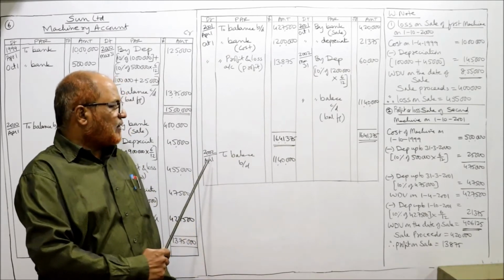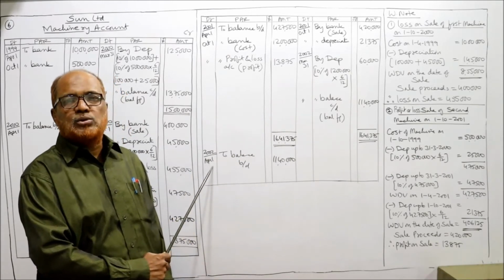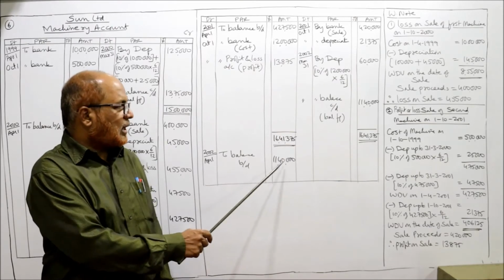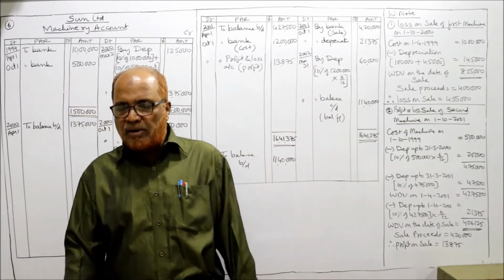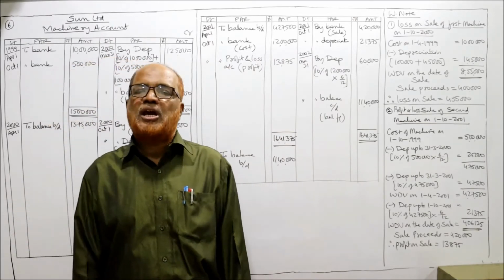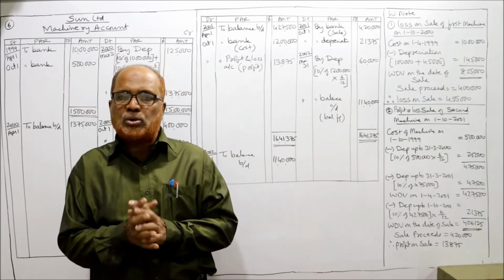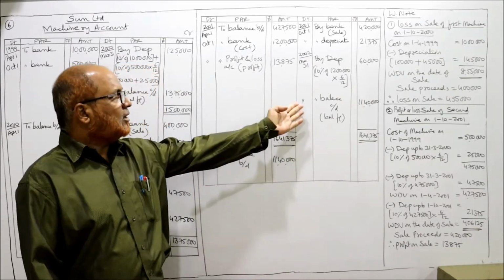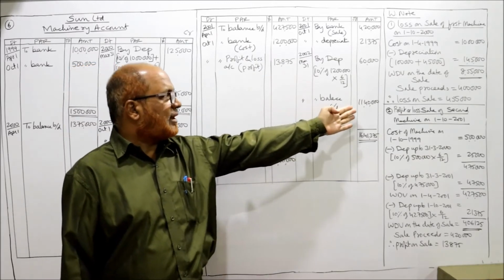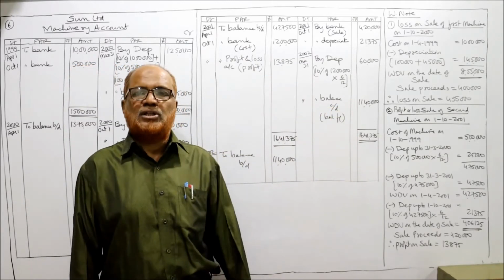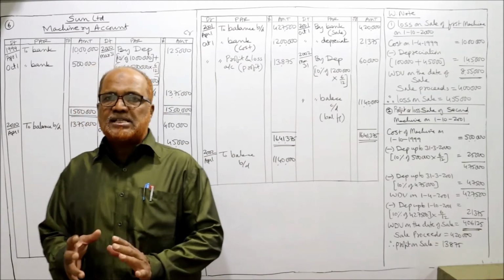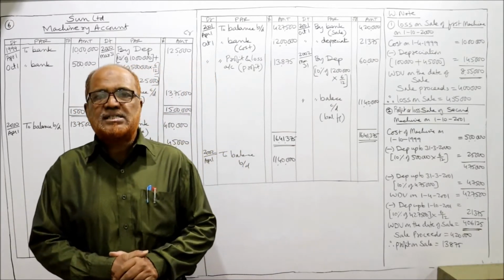Now next year will begin from 1st April 2002. To balance brought down 11,40,000. So in the problem it is asking you to prepare the machinery account and show the value of machine on 31st March 2002. And we have calculated on 31st March 2002 the value of machine is 11,40,000. That's all. So this is the end of problem number 6.